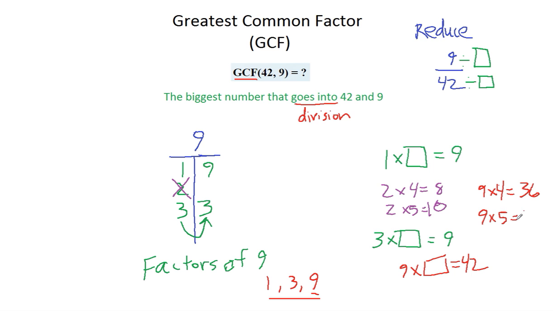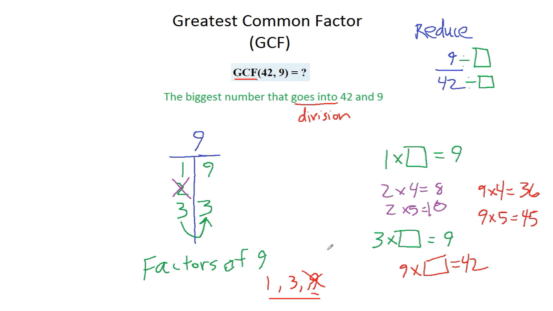I've passed over 42. So again, without using fractions or decimals, it doesn't work. So 9 is not a factor of 42. 3, let's try 3, because that would be the next possible biggest number, the next greatest.